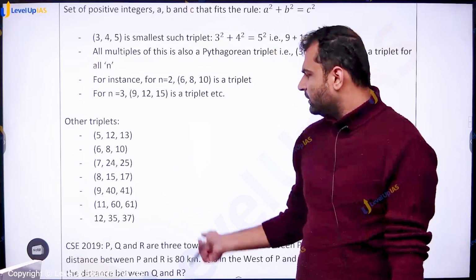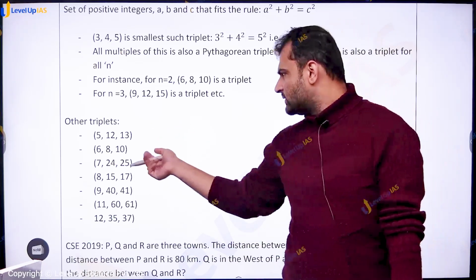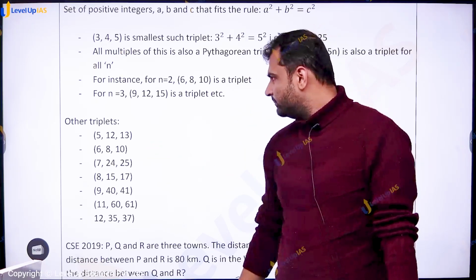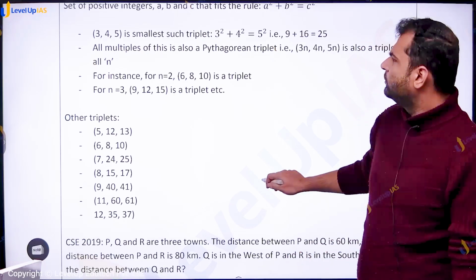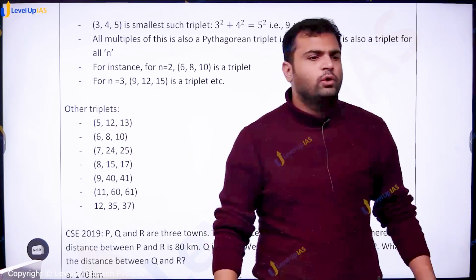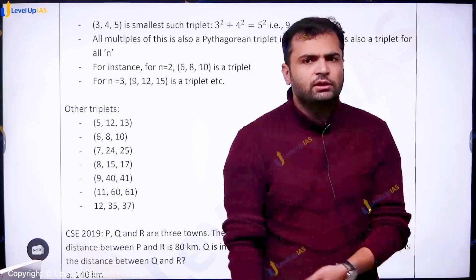And 9, 40, 41. These are the triplets you can remember: 5, 12, 13; 6, 8, 10; 3, 4, 5; 8, 15, 17. And for any triplet, if you multiply every number of a triplet by a common integer, then it will give us a new triplet.